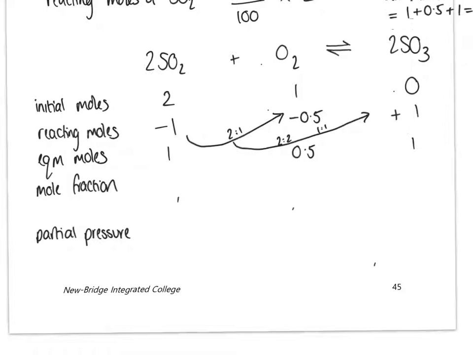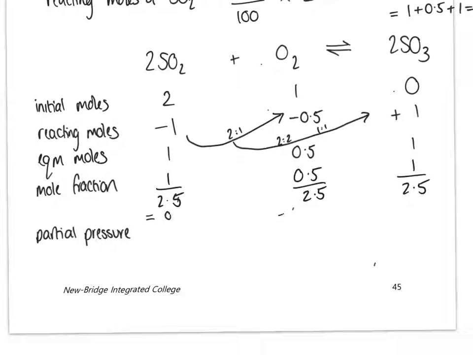So the mole fraction of your sulfur dioxide is going to be 1 over your total moles, which is 1 over 2.5, 0.5 over 2.5 for your oxygen, and 1 over 2.5 for your sulfur trioxide. That works out as 0.4 for sulfur dioxide, 0.2 for oxygen, and 0.4 for sulfur trioxide.